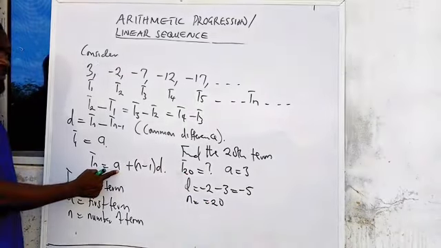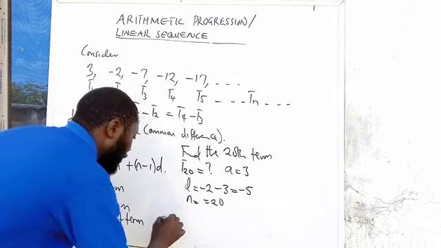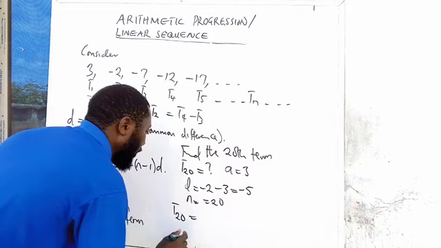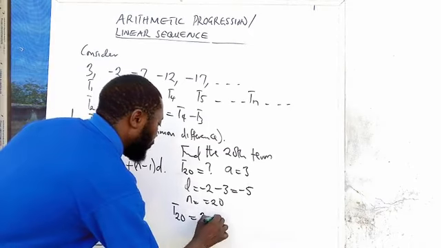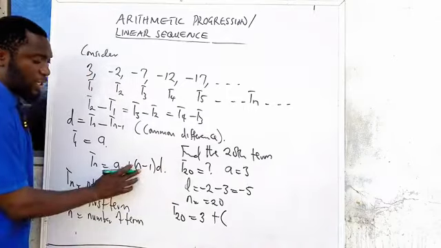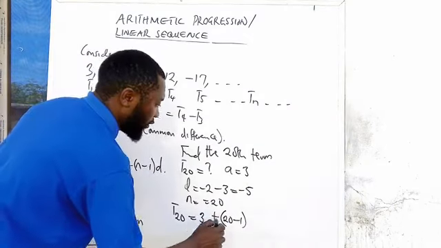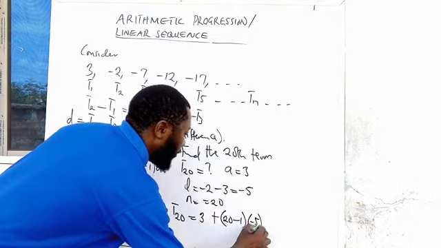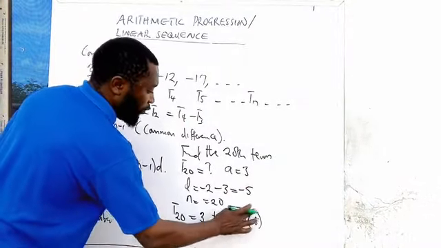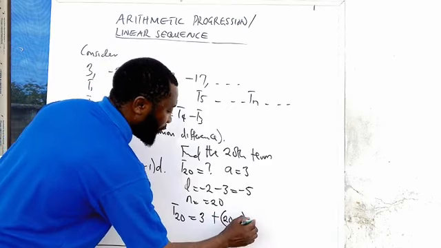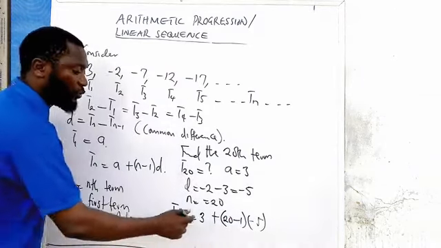We know the value of A, the value of n, and the value of D. What is needed again? You just need to put in the values. So T20 equals A, and our A is 3, so that is 3 plus (n minus 1), n is 20, so that's 20 minus 1, times our D, which is the common difference, -5. You put it in brackets to show that you want to multiply.